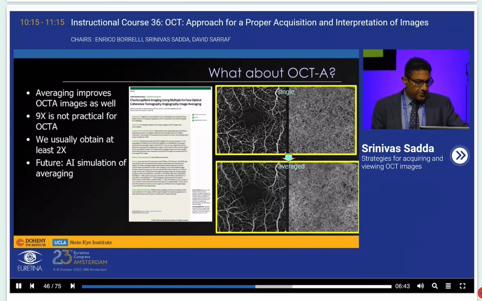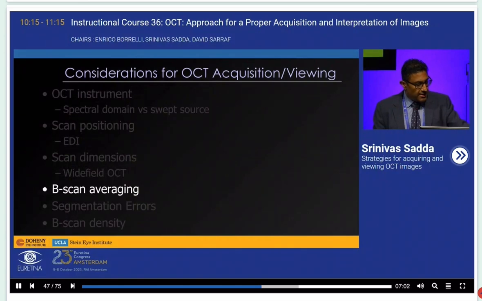Averaging also is beneficial for OCT angiography. It's really not practical to do 9 OCT acquisitions, but you can do a couple. We used to do this pretty consistently. Now we have artificial intelligence-based techniques to simulate the impact of averaging, so that may be an alternative, rather than take the time to actually do the averaging.